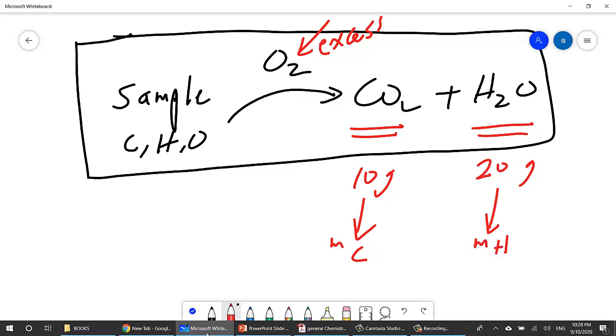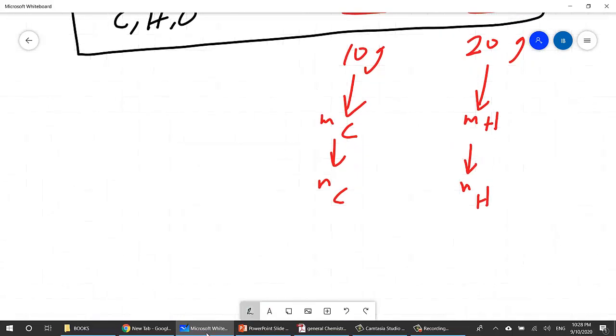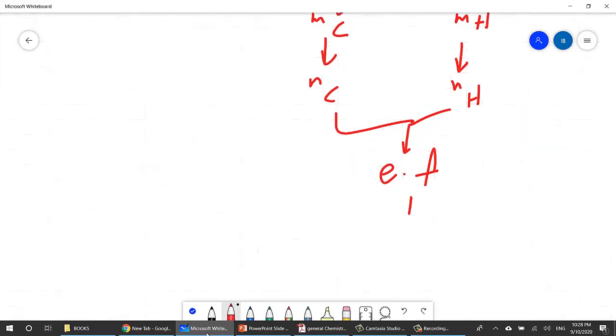And from that, I can convert that into number of moles. I can find the number of moles of carbon, and I can convert that also to number of moles of hydrogen. And you know how to do that. You know how to find the empirical formula from this. If you know the molar mass of the original compound, or at least a guess of the molar mass, you can find the molecular formula.